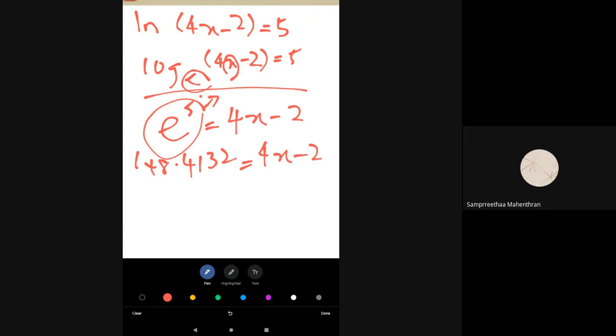Then we can find x by using the linear equation. Bring the negative 2 to the other side and also the 4 to the other side. So we will get x equals 37.603. Clear?